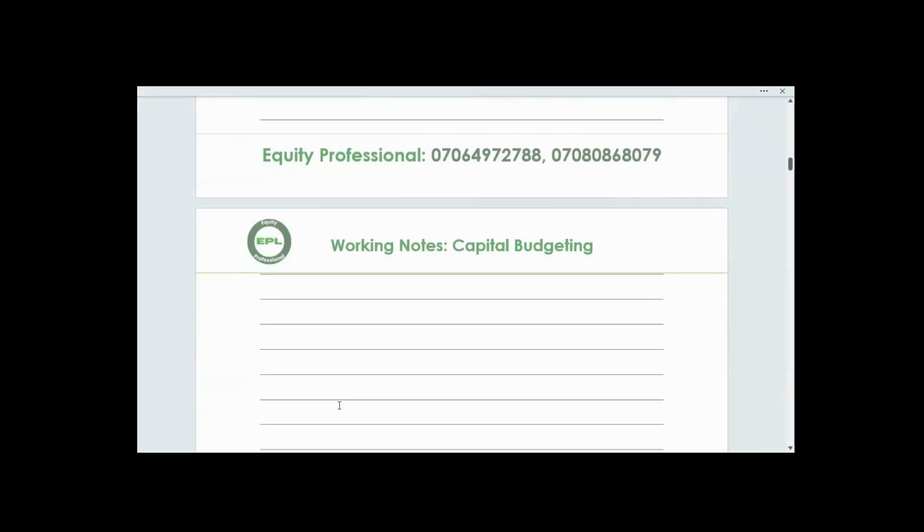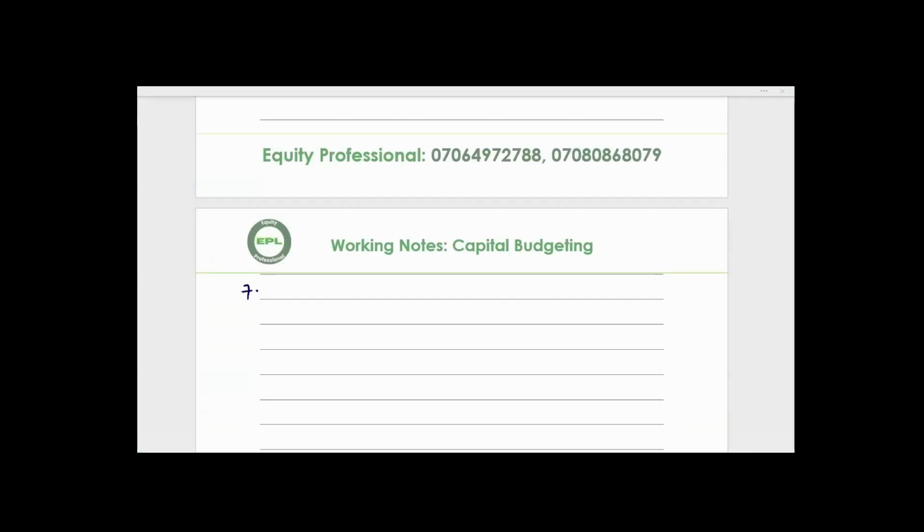Working number 7. I will then go back to the question. We are done with direct costs. We then move to indirect costs. Under the indirect cost, we are given apportionment of management salary, 10.5 million naira per year. Anything apportionment is irrelevant cost. It's not related to the projects.